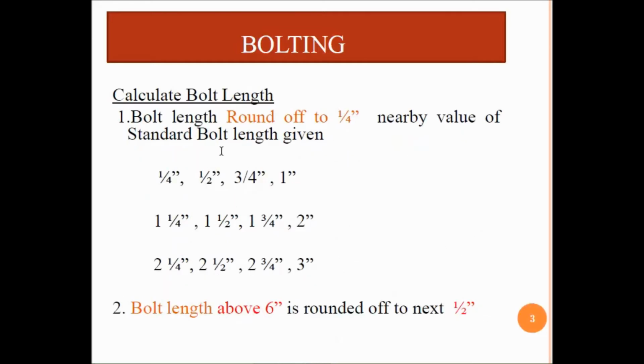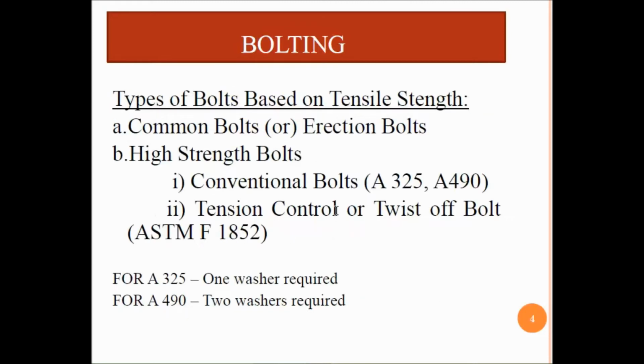To calculate the bolt length, the bolt length is rounded off to 1/4 inch, to the nearby value of the standard bolt length. For example, if the bolt is 1/4, then rounding off to the next 1/4 it becomes 1/2, 3/4, and then 1 inch. Similarly, these are a few examples in which the increment is given. If the bolt length is more than 6 inches, it is rounded to the next half inch. If it is less than 6 inches, we round off to 1/4 inch. That is the thing you must keep in mind.